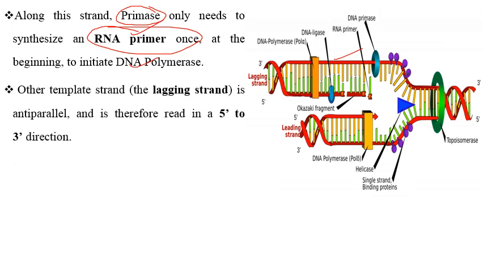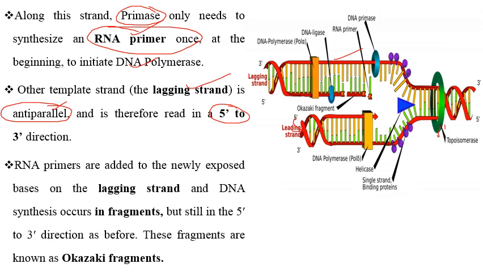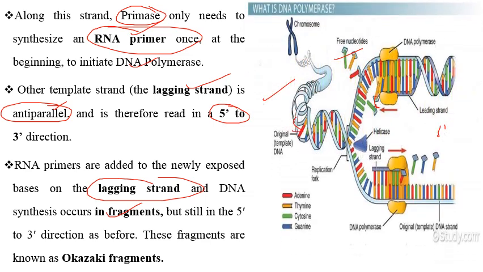The other template strand, that is the lagging strand, is anti-parallel to the first strand and is therefore read in a 5' to 3' direction. ये भी 5' to 3' direction में read किया जाता है. Here RNA primers are added to newly exposed bases on the lagging strand and DNA synthesis occurs in fragments. इस strand पे जो DNA है वो fragments में बनता है, और ये जो फ्रेगमेंट्स बनते हैं उन्हें कहा जाता है ओकाजाकी फ्रेगमेंट्स.